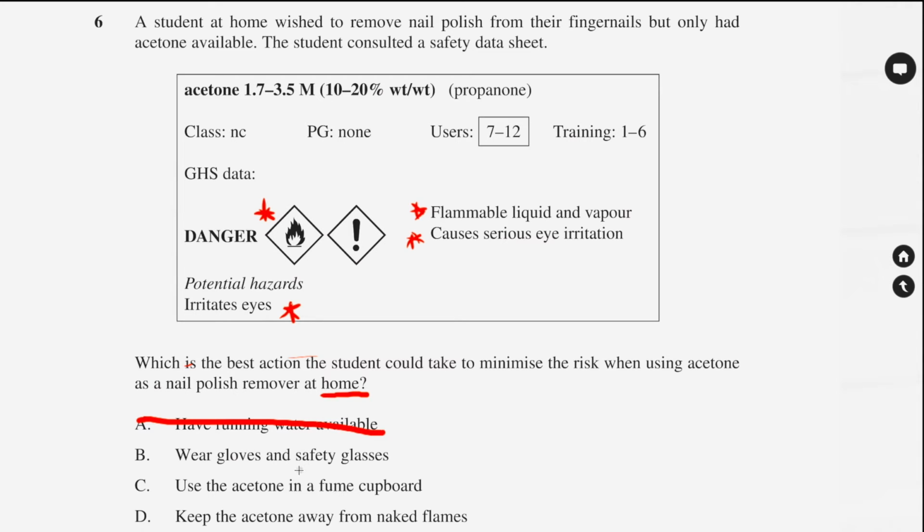The idea, safety glasses: you might be able to say, well, yeah, you need safety glasses because it irritates the eyes. However, if you're cleaning your fingernails, you can't be wearing gloves. So this part in particular kind of eradicates all that. Now, C, use acetone in a fume cupboard. Well, if you're in a science lab, great. I don't know how many people have fume cupboards at home. So really, when we get down here, keep acetone away from naked flames. That's a naked flame. Keep the acetone away from it. And that way, you'll be safe at home.